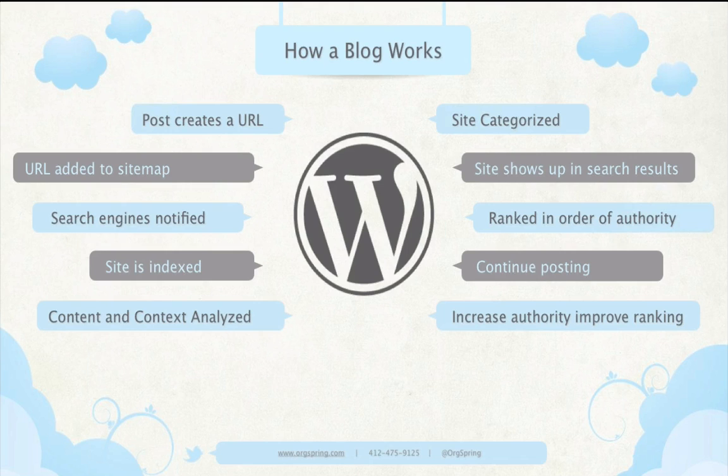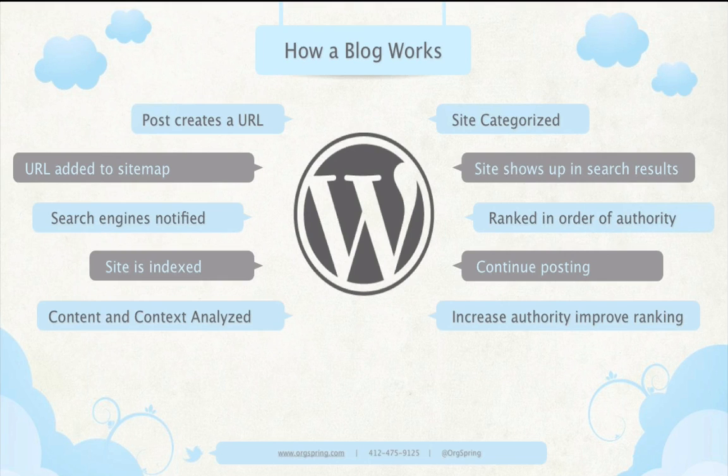Now, how a blog works, we'll go through this very quickly. Basically, every time you create a new blog post, it creates a new URL under your site. So if you're johnsmithorganization.com and you post, every new article has its own address. And this is important because that address is added to your sitemap. It makes your site bigger and more complex.